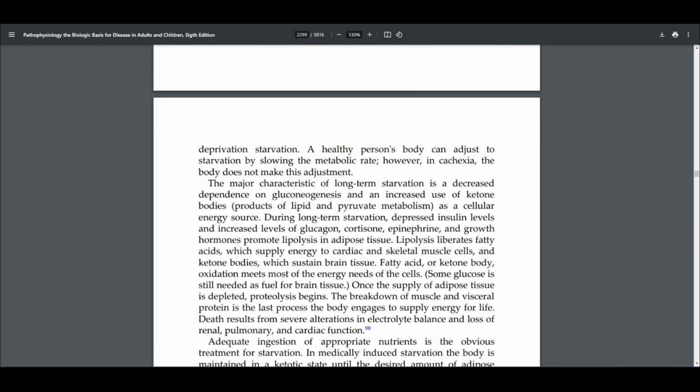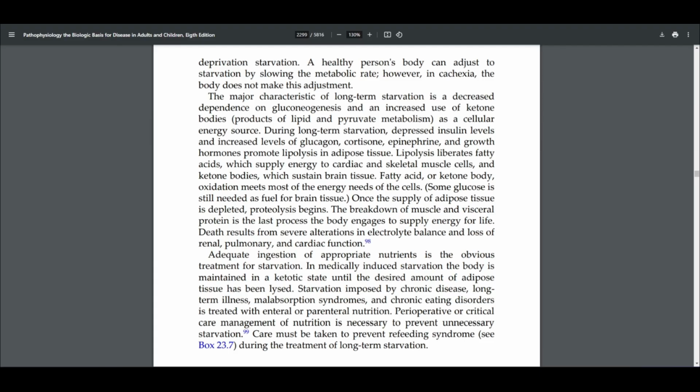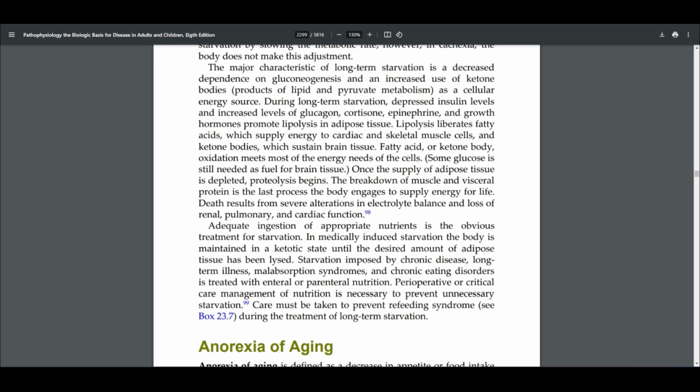Cachexia is not the same as food deprivation starvation. A healthy person's body can adjust to starvation by slowing the metabolic rate. However, in cachexia, the body does not make the adjustment. The major characteristic of long-term starvation is a decreased dependence on gluconeogenesis and an increased use of ketone bodies as a cellular energy source.